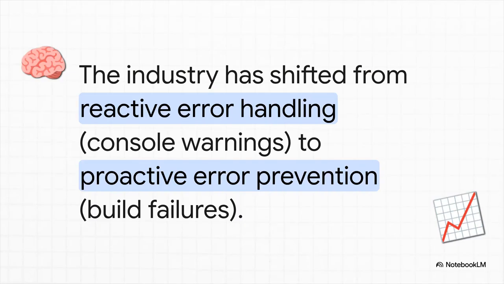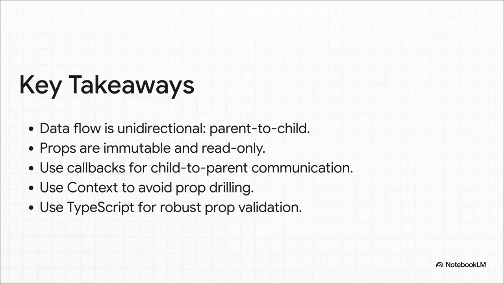And really, this isn't just about switching libraries. It's a total shift in mindset for the whole community. We've moved from being reactive, seeing a warning and then fixing a bug, to being proactive, where our tools prevent us from writing the bug in the first place. Okay, so let's boil this all down. What are the key things you absolutely need to walk away with?